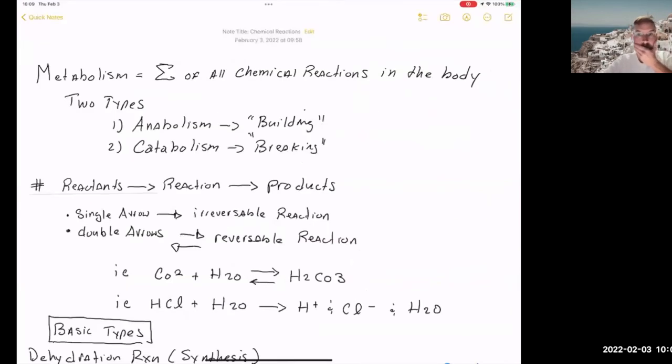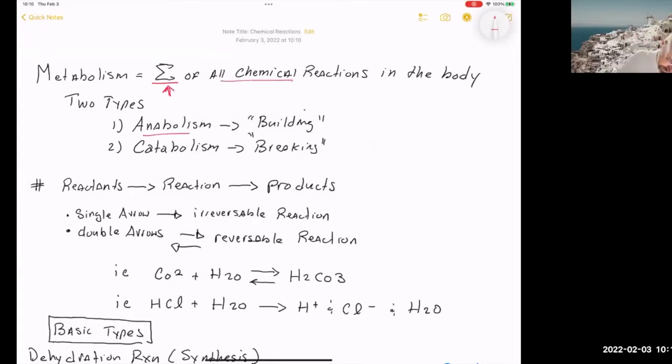All right. So metabolism is the sum of all chemical reactions. And this symbol here is sigma, a capital S in the Greek alphabet. Anyone who has used Excel and spreadsheets should know what that means. A sigma function means add them all up, right? So whenever you see that, it means to take the sum of or to add everything up. So metabolism is the sum of all chemical reactions in the body.